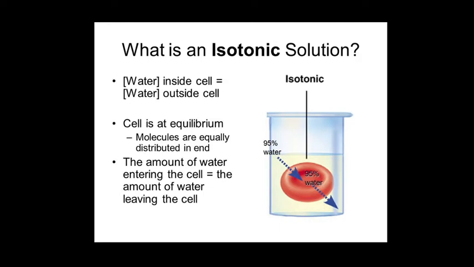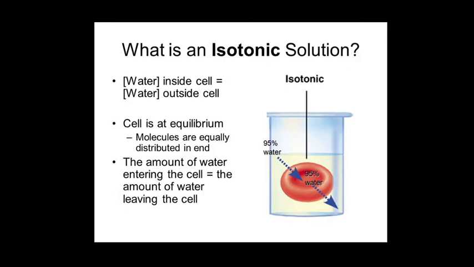Now here we first describe isotonic solution. Okay, now what is an isotonic solution? Isotonic solutions are those which have the same solute and pH concentration as the surrounding body fluid or the cytoplasm. Okay, it means the amount of water entering the cell is equal to the amount of water leaving the cell, which means on both sides the solution is equal.